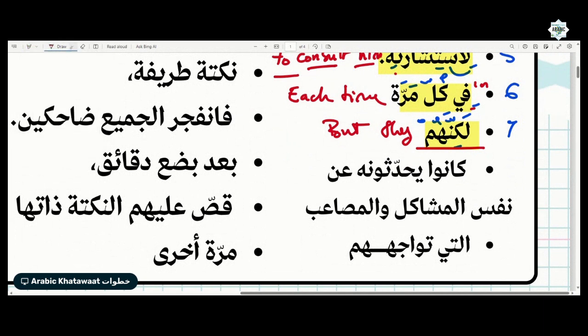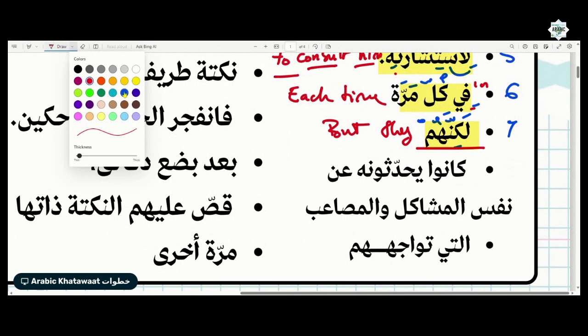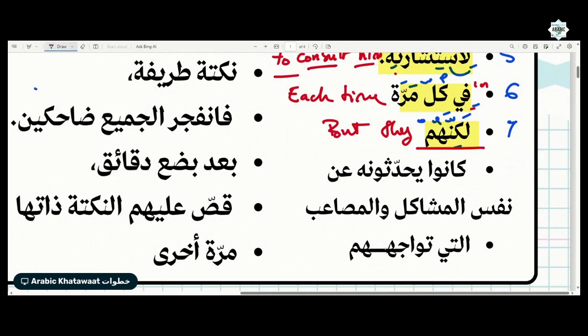كانوا يحدثونه عن. I'm reading, rereading, and rereading, because you're also improving your reading and articulation sound, so you're able to speak. كانوا يحدثونه عن. And this should be the ninth. نفس المشاكل والمصاعب. Same. نفس المشاكل والمصاعب. The tenth.